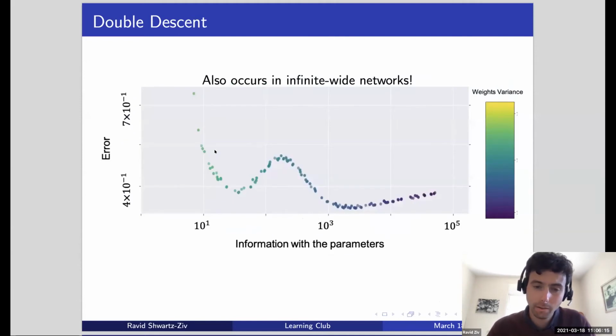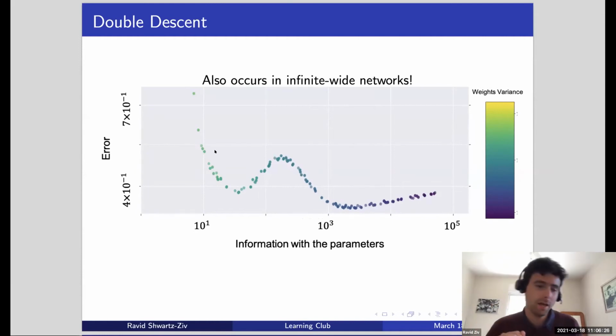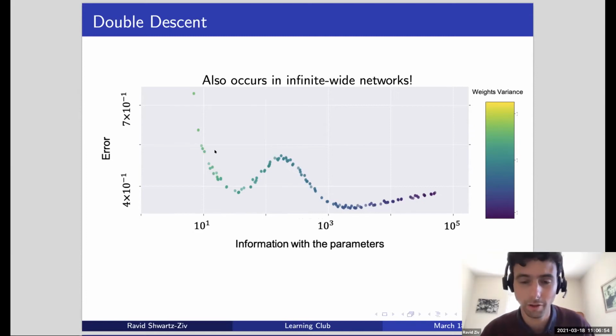And what we have found is this. So this is for a CIFAR data set. X-axis is the error, and y-axis is the information with the parameters. And remember that we can play with the amount of information that the network stores in its representation by changing the initial variance. So each point here is a network with a different initial variance, and the colors are different variances.